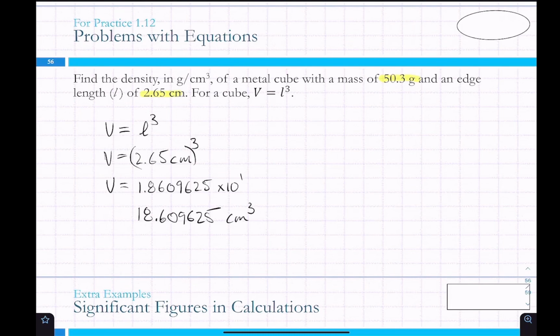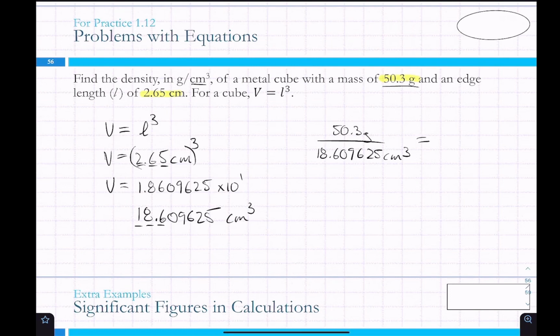Now that we have the units of centimeters cubed here, and we have the mass here, we can take our 50.3 grams divided by 18.609625 centimeters cubed. And all of those digits, we're keeping, because that wasn't our final answer. How many sig figs, though, should that have? Should have 3, because we started with 3 here, and when you cube something, that's the same as multiplying it by itself 3 times. I guess you're multiplying it by itself twice.